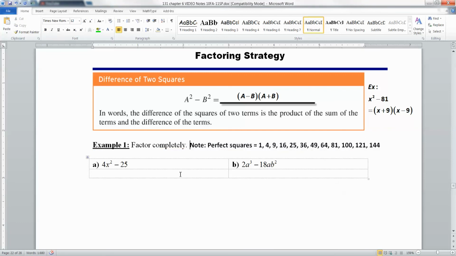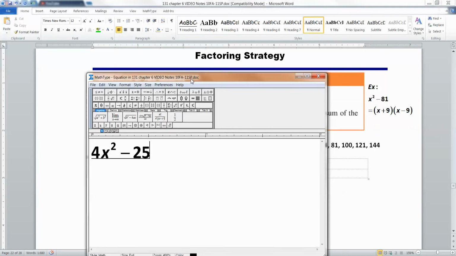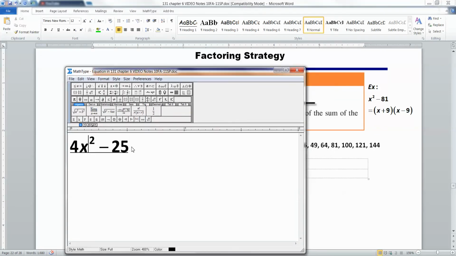Okay. All right, so if that's the case, look at this. This is the difference of squares because 4 is a perfect square and 25 is a perfect square. So what you do is you break it up into 2 parentheses. And you got to break it up perfectly. So what you do is you take the square root of 4.